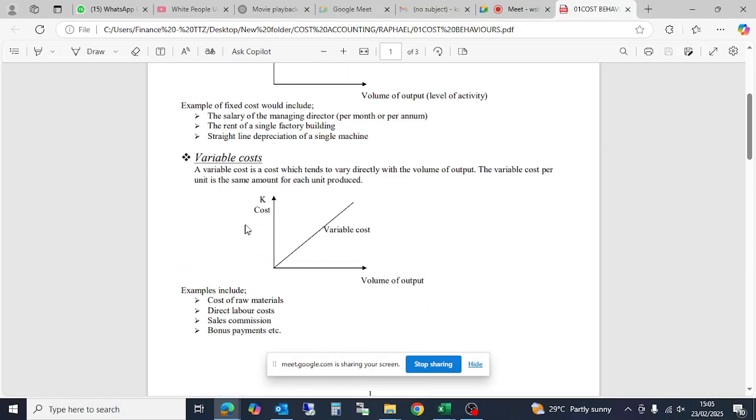So the definition shown here is: a variable cost is a cost which tends to vary directly with the volume of output. The variable cost per unit is the same amount for each unit produced. There's one thing that I didn't explain. Fixed cost doesn't really have a fixed cost per unit. You can estimate it, but because it's not affected by production, if you are to produce something else, you have to take it back to the origin and estimate another one again. So what we call that is an overhead absorption rate, because overheads, maybe there's a new word here.